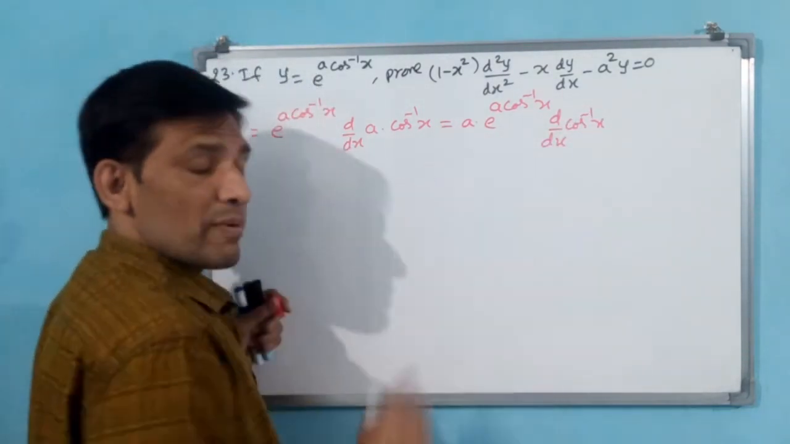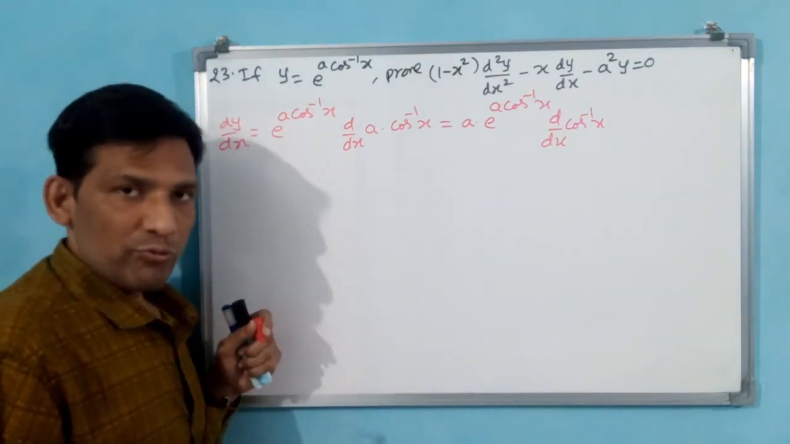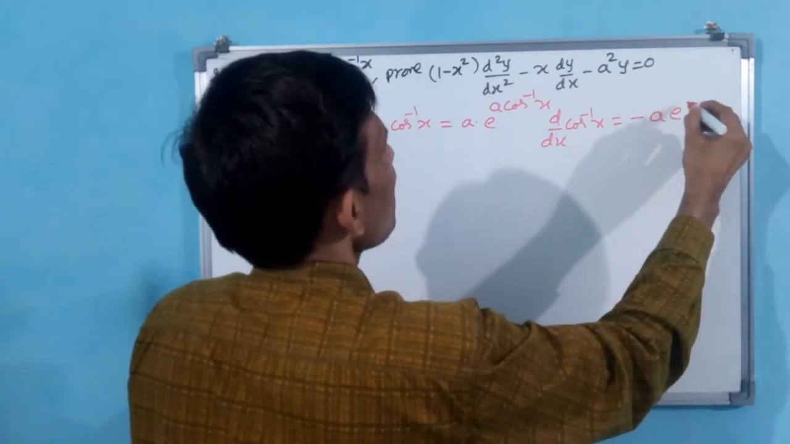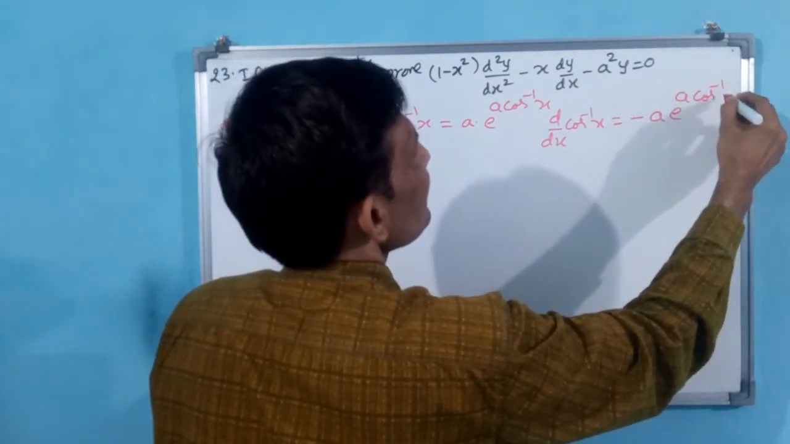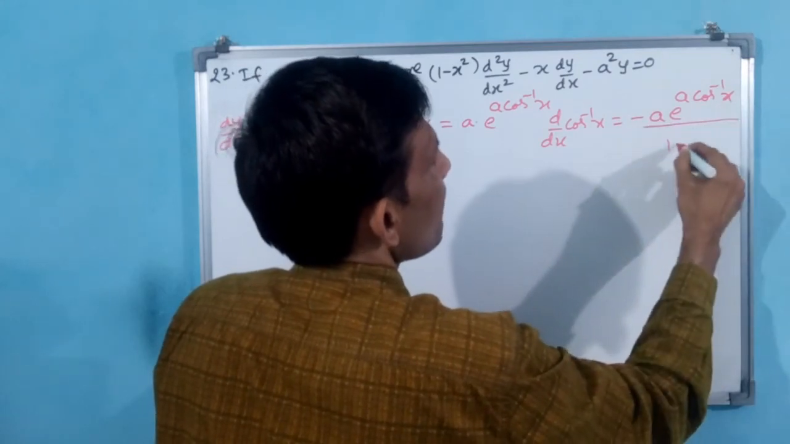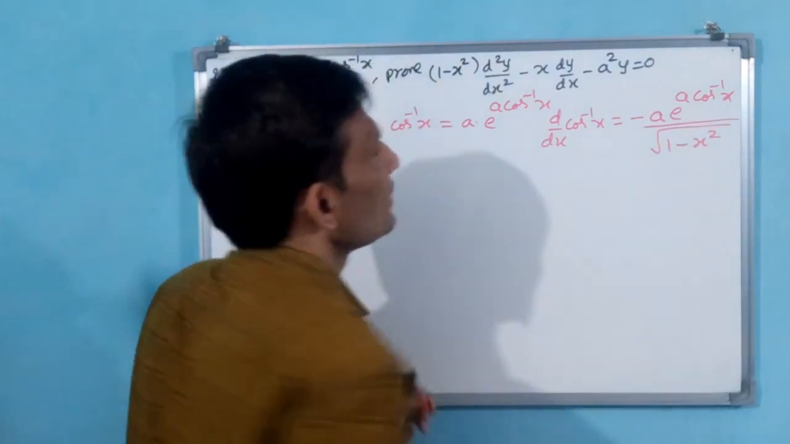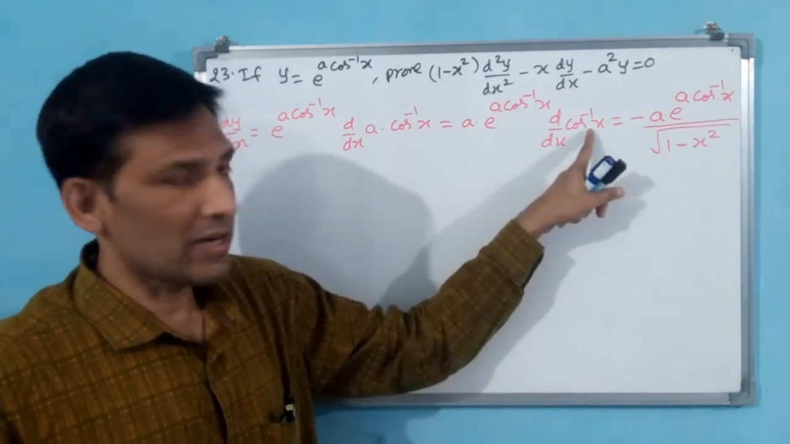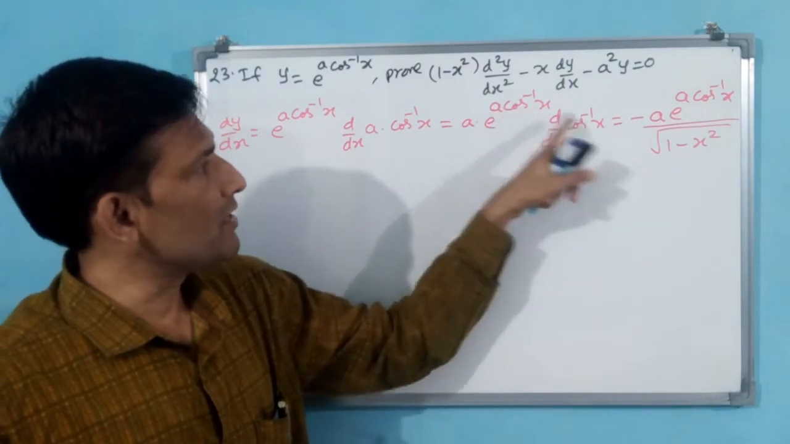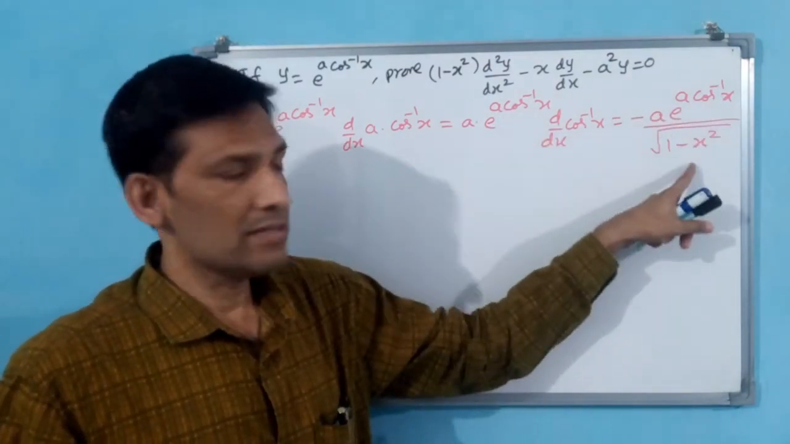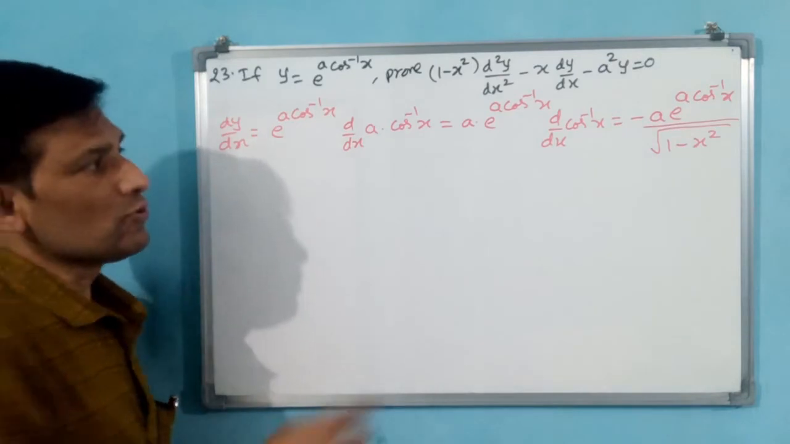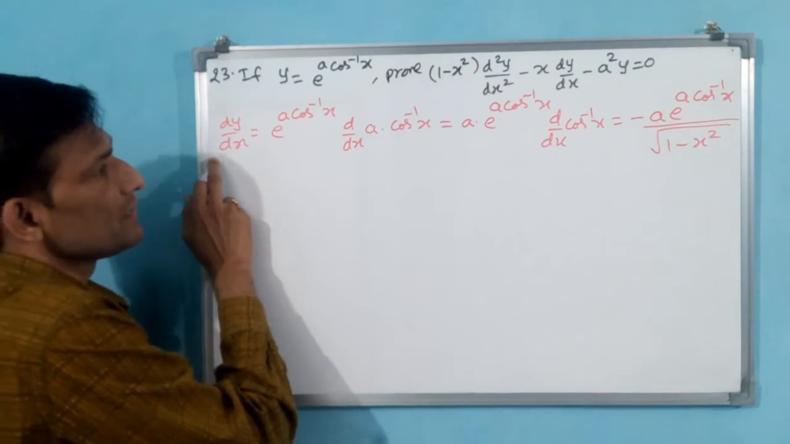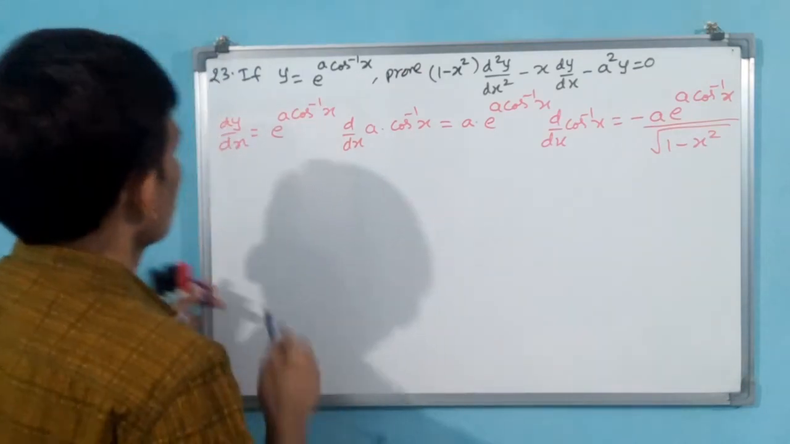Okay. See, d by dx of cos inverse x is minus 1 by square root of 1 minus x square. Okay, you write down minus a e power a cos inverse x divided by 1 minus x square but under root. Is it okay? See, minus 1 by square root of 1 minus x square is for cos inverse x. a into e power a cos inverse x is already available. Minus by something. Okay. Now what you have to do, this 1 by square root of 1 minus x square, this you transfer to dy by dx. Multiply with this. Okay. See how I am writing. Now you write like this.